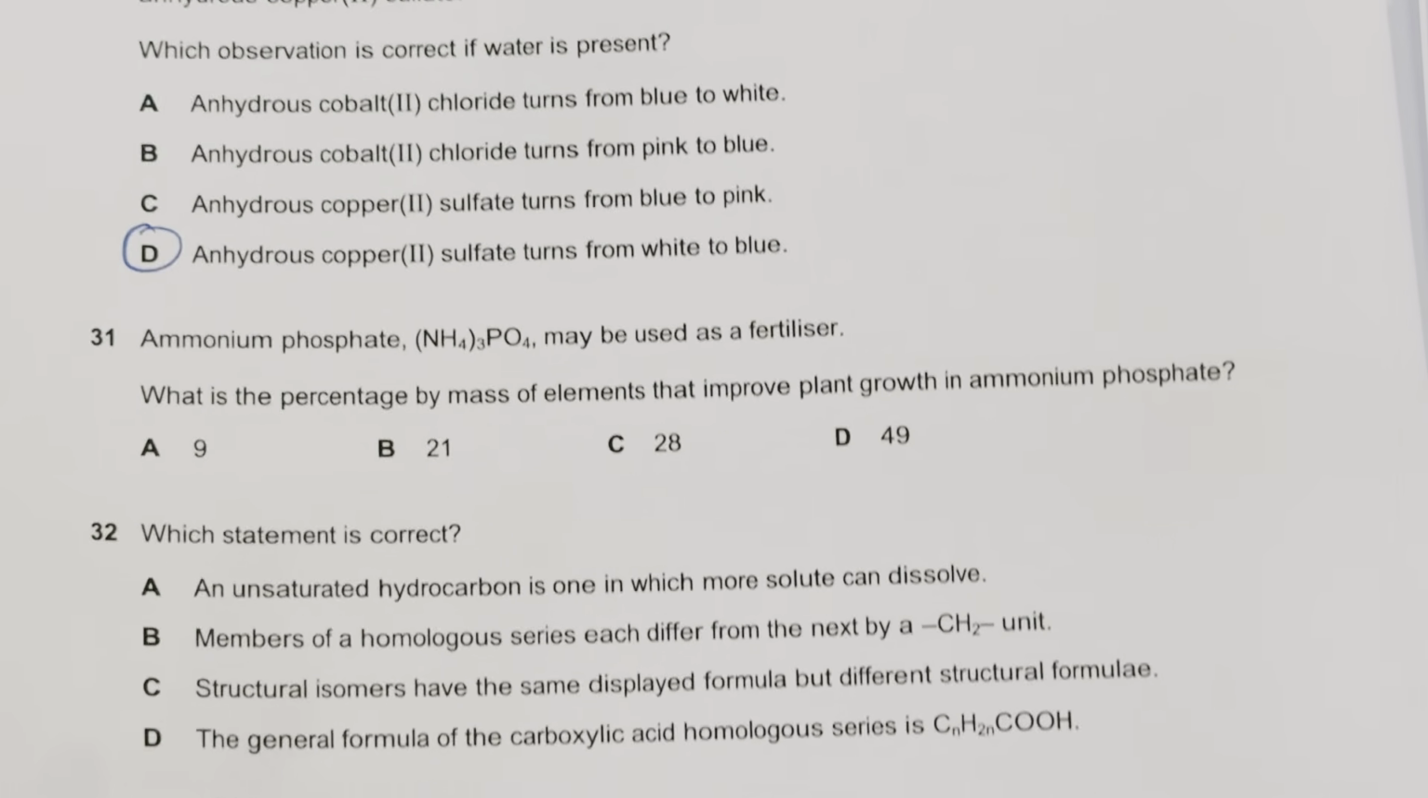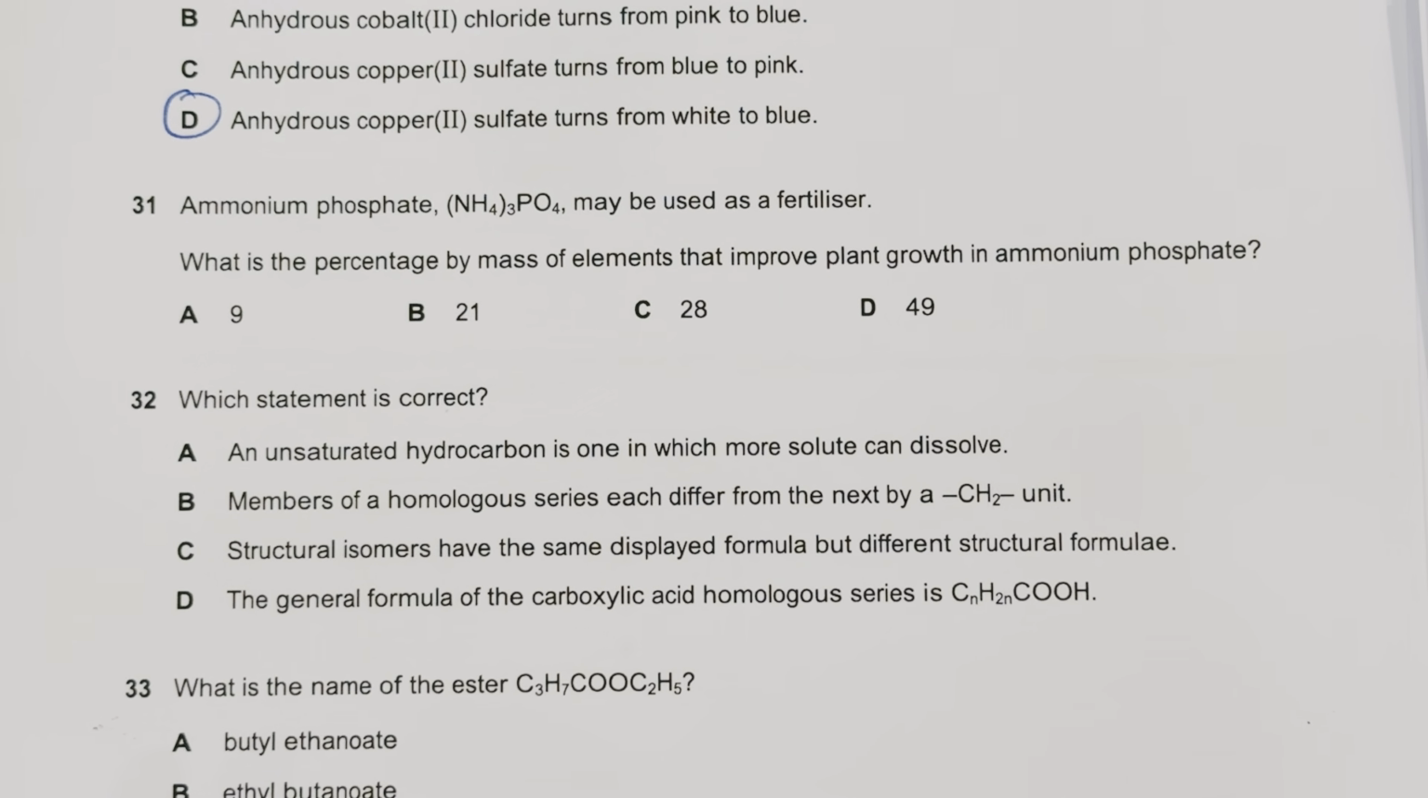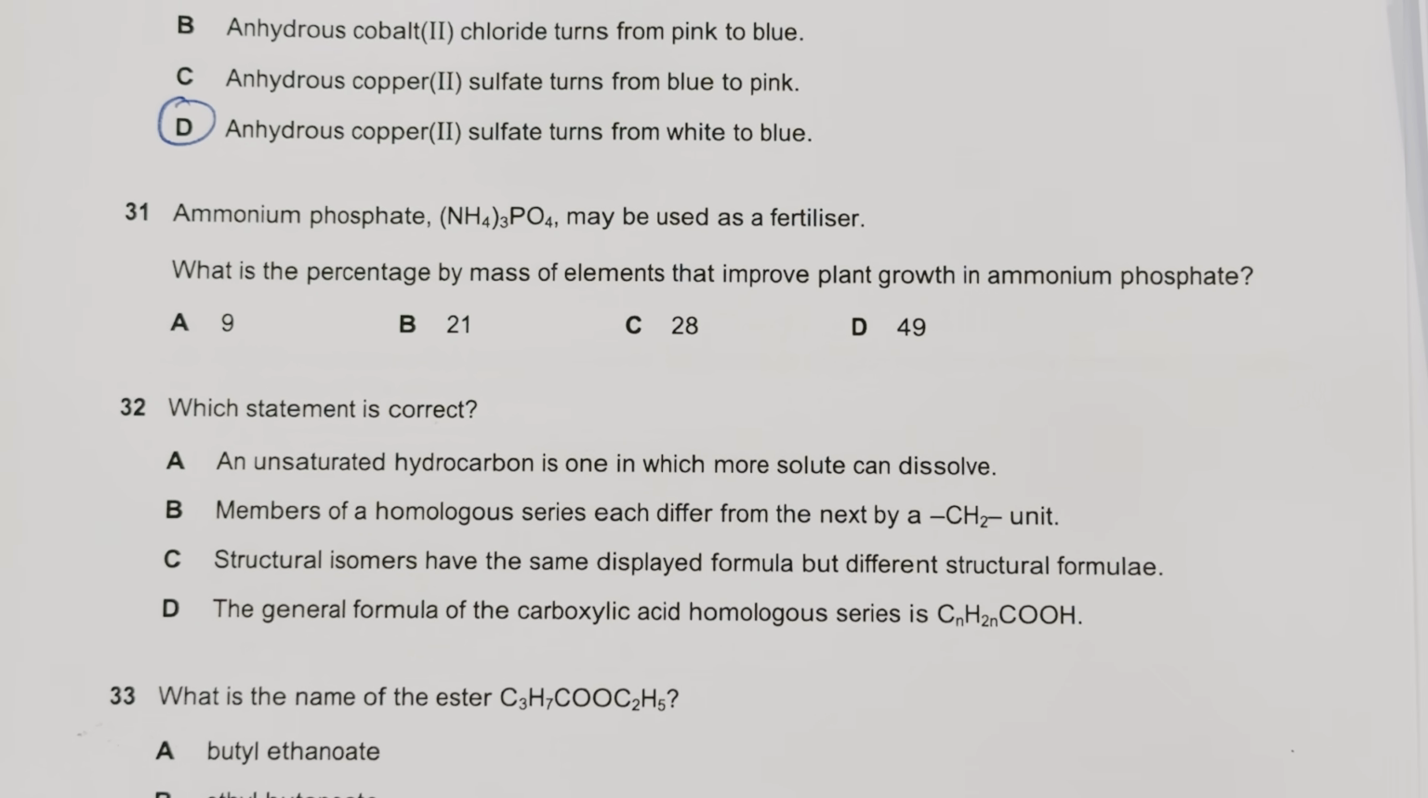Again, this is the third question that has come from hydrated compounds or water of crystallization. Okay, moving to the next question, question number 31. Ammonium phosphate, (NH4)3PO4, may be used as a fertilizer. What is the percentage by mass of the element that improves plant growth? This is a very interesting question.